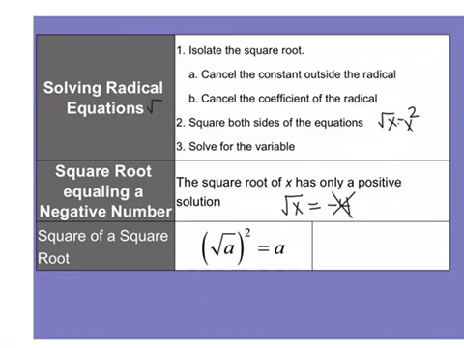And then also keep in mind, kind of like what we talked about up on top, the square root and square cancel each other out when you do them. That's because they're that inverse that we talked about. So the square root and a square cancel each other out, and you're only left with the thing that's underneath.